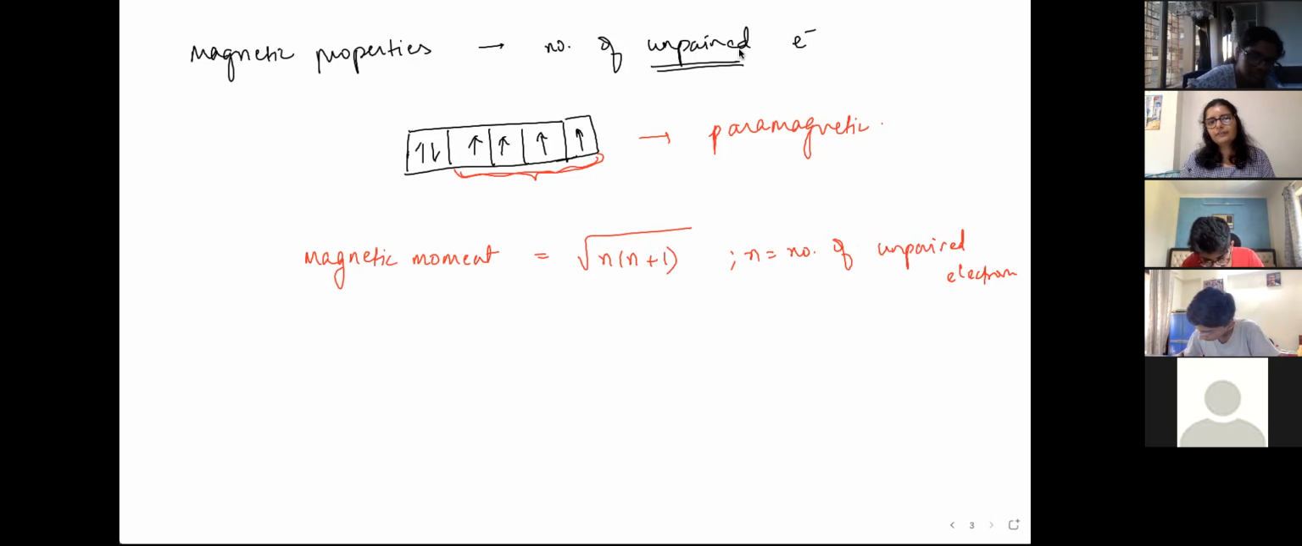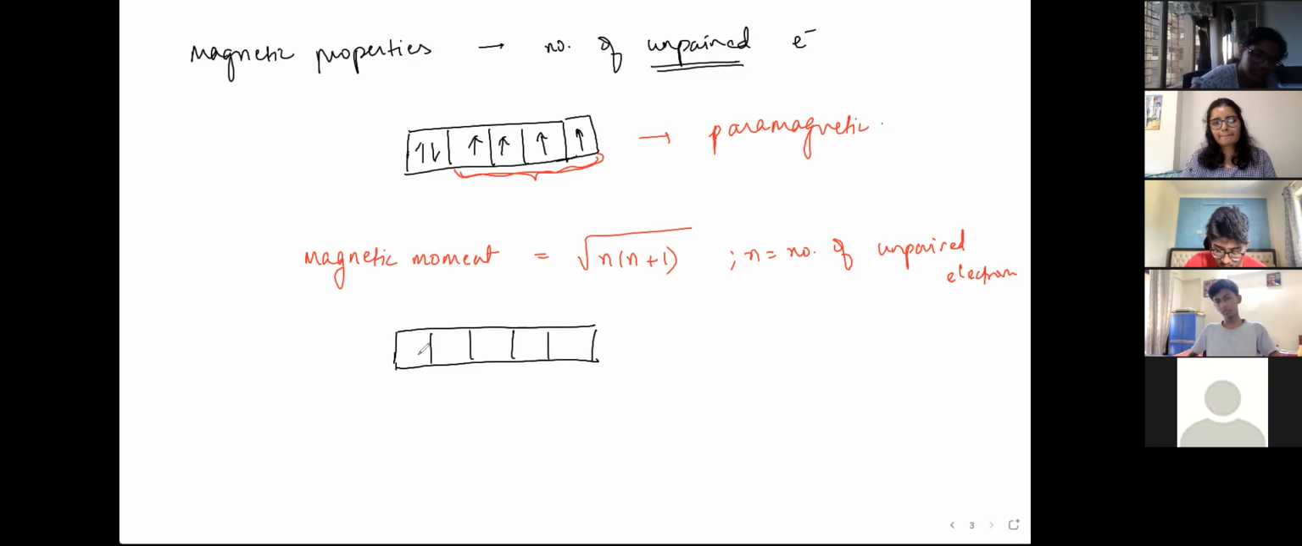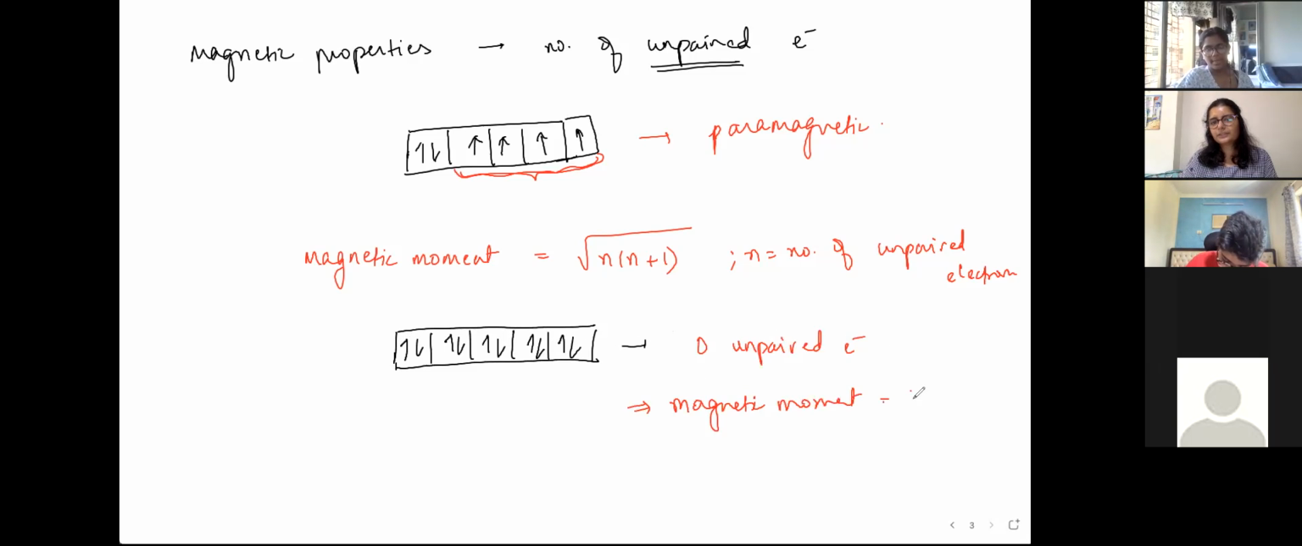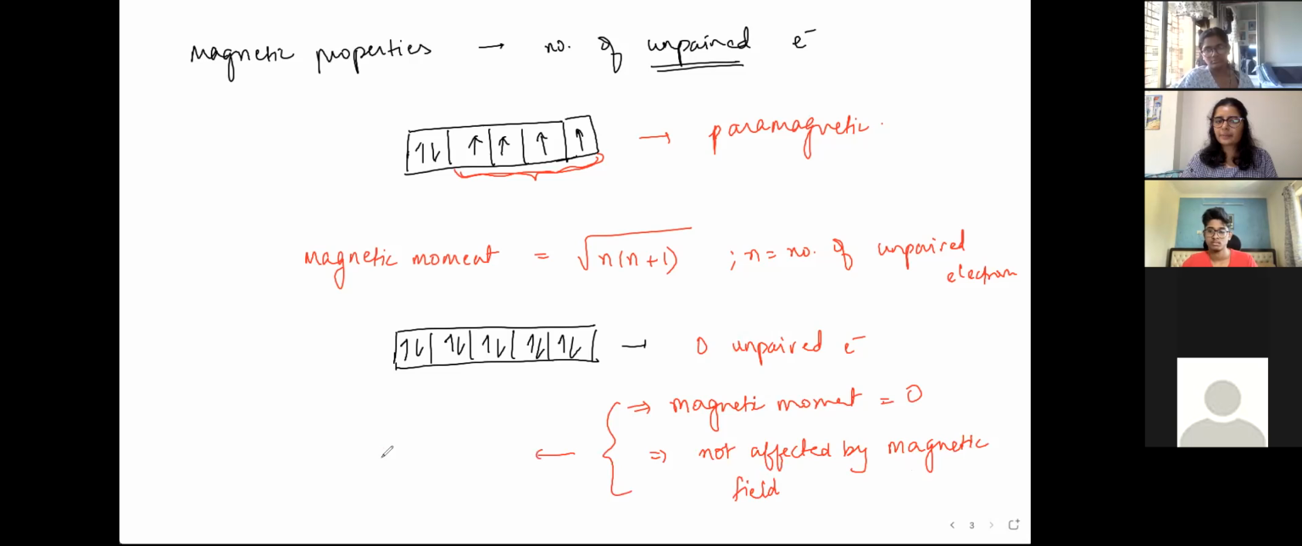Now, if all of the orbitals were completely filled, if there were no unpaired electrons at all, the electronic configuration was something like this. Then this has 0 unpaired electrons. All the electrons are paired up, which means that the magnetic moment is going to be 0, which means that it is not affected by a magnetic field. And not affected means this is going to be diamagnetic.